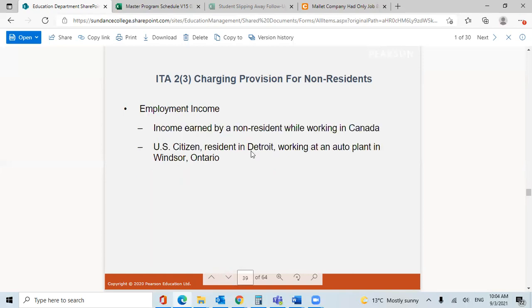Now, employment income. Employment income means the income earned by non-residents while working in Canada. We had an example: a U.S. citizen who is a resident of Michigan, but he is employed at an automobile plant in Windsor, Ontario. Such an individual will in general be subject to Canadian tax on his employment income. But if he had another source of income, say rental income from a property in the States, it's not taxed in Canada. So in Canada, we only tax their employment income earned in Canada, not the other sources of income. So this is the employment income.